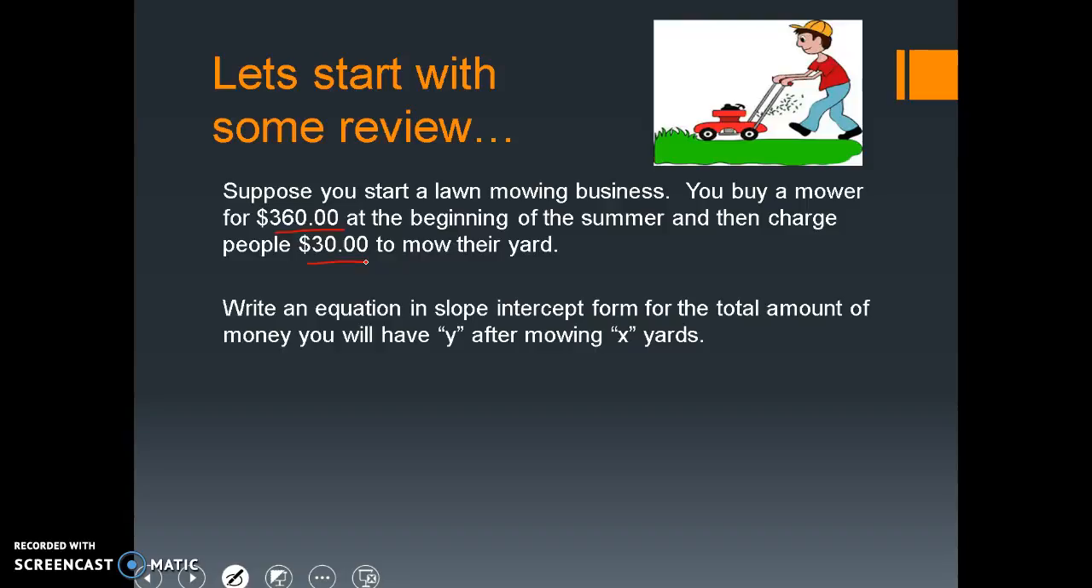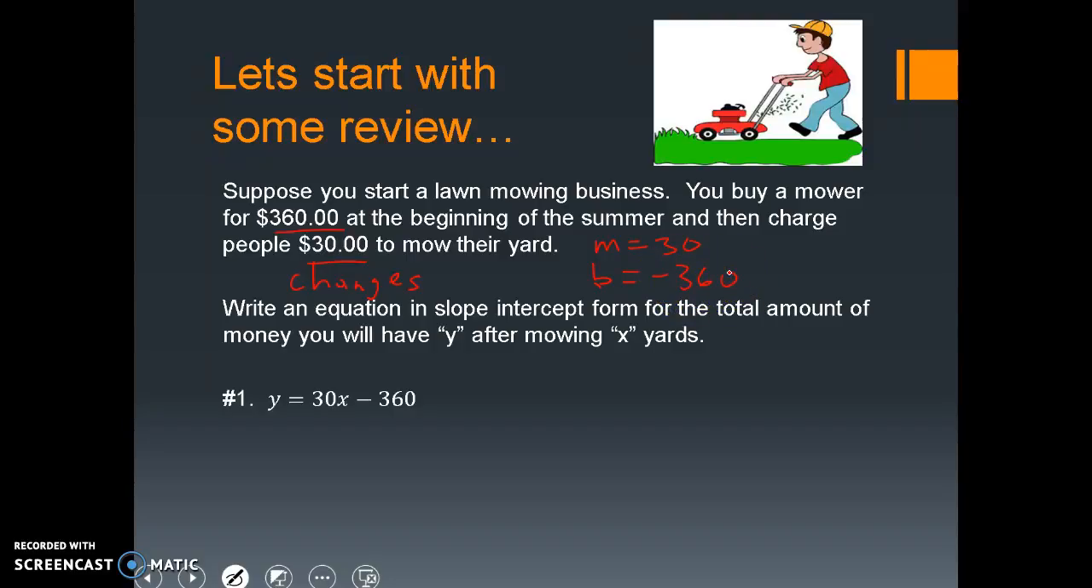From this information, there's two pieces of information that they gave us. One is the slope, which is $30 per lawn. That's the change. Remember, the slope is how something changes. And so every lawn that you mow, you get an extra $30. The y-intercept is where you start at. So because you bought the mower for $360, you started down $360.